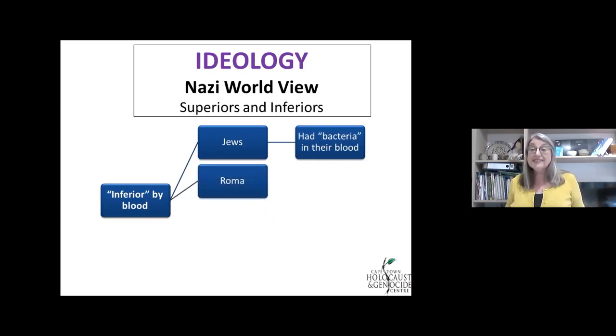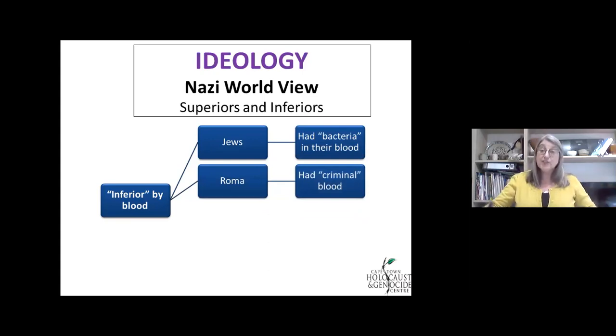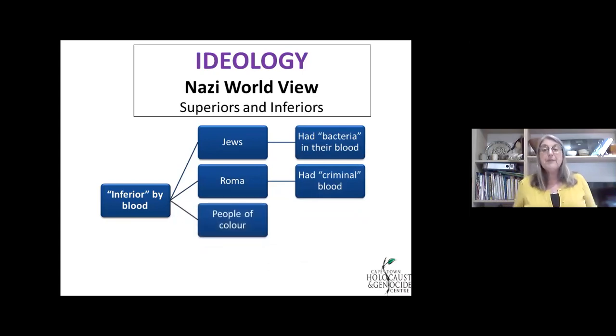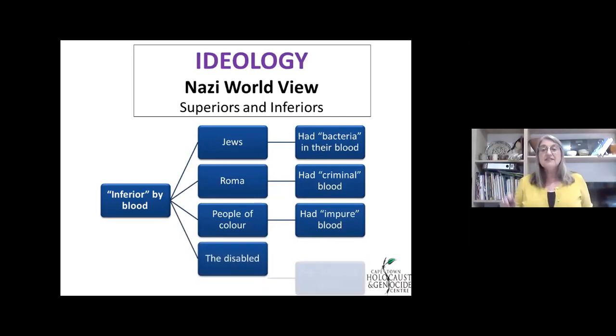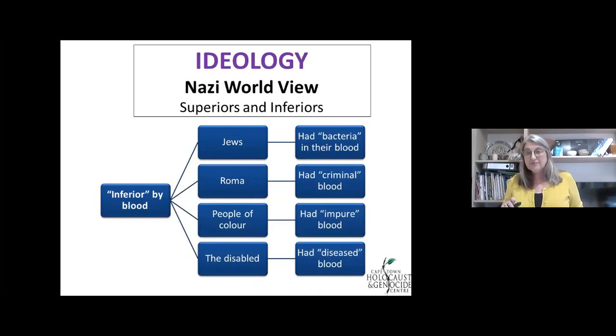The Roma and Sinti, the Nazis said, well, they were criminals. They had criminal blood. So it doesn't matter what they tried to do. They were in the end going to all be thieves. The people of color had impure blood, which could not be allowed to infect so-called pure German blood. And the disabled had diseased blood.